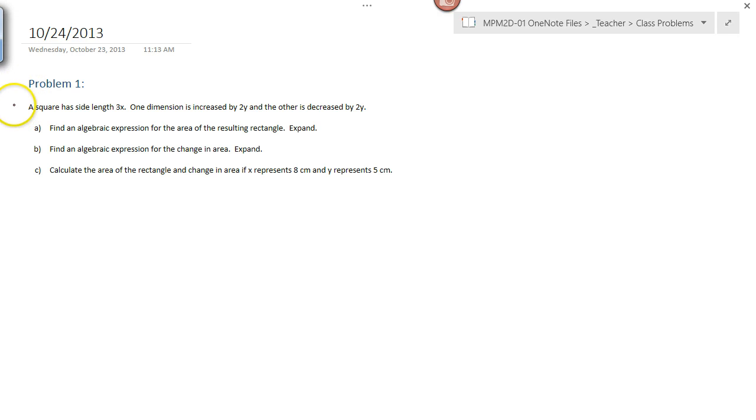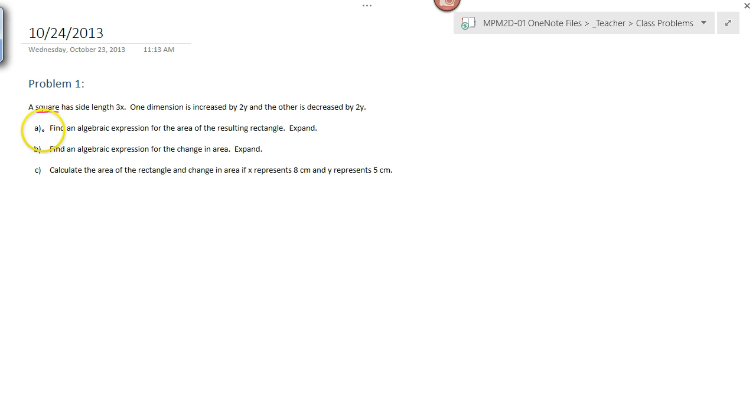Hello, in this video we're going to work through this problem here. It's as follows. A square has side lengths 3x. The first thing that jumps out at me is the word square, meaning the sides are the same. One dimension is increased by 2y and the other is decreased by 2y. We want to find an algebraic expression for the area of the resulting rectangle.